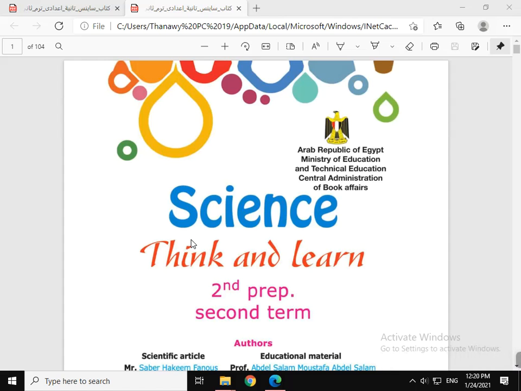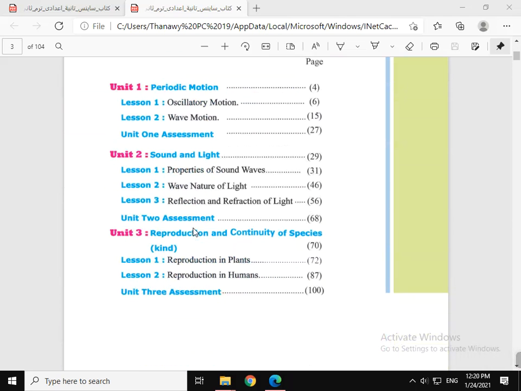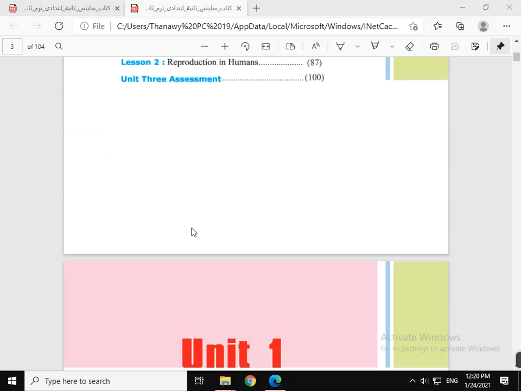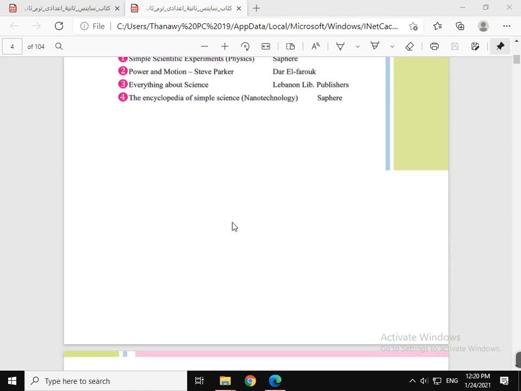Today we are going to explain the second term in science. And we have 3 units. Unit 1, periodic motion. Unit 2, sound and light. Unit 3, reproduction and the continuity of species. And Unit 1 speaks about periodic motion, and has 2 lessons, oscillatory motion and wave motion.